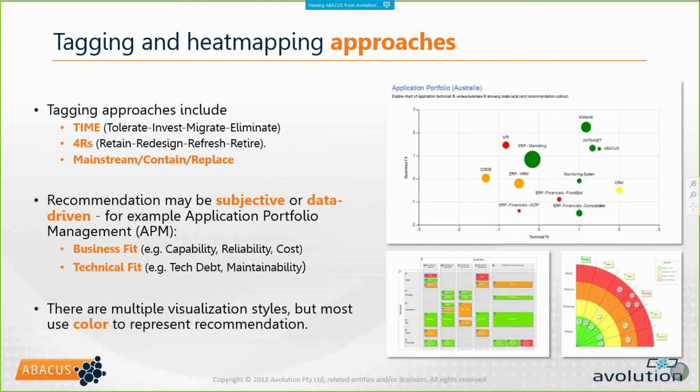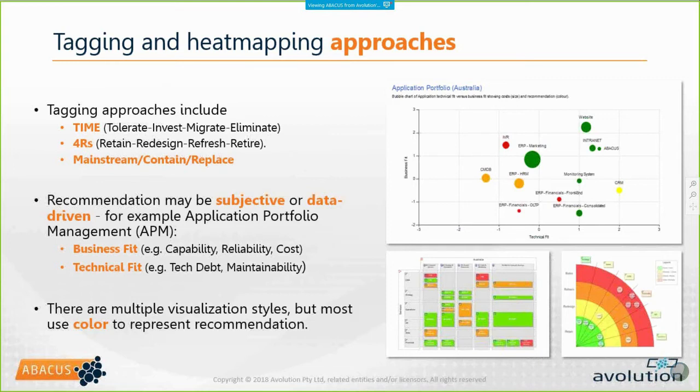Now, we can do this in a very subjective way. We can just literally get a bunch of experienced technology guys and business guys in a room and say, what do you think of this application? Or we can use a much more data-driven approach. And one of the things that we do in Avolution is we actually offer an APM algorithm that will do the calculation for you based on some common criteria.